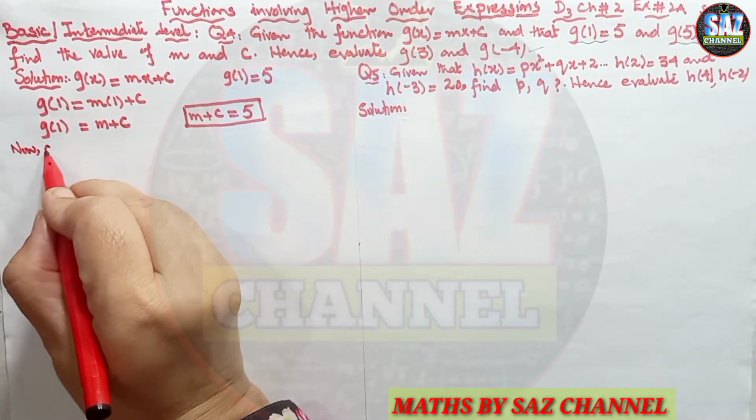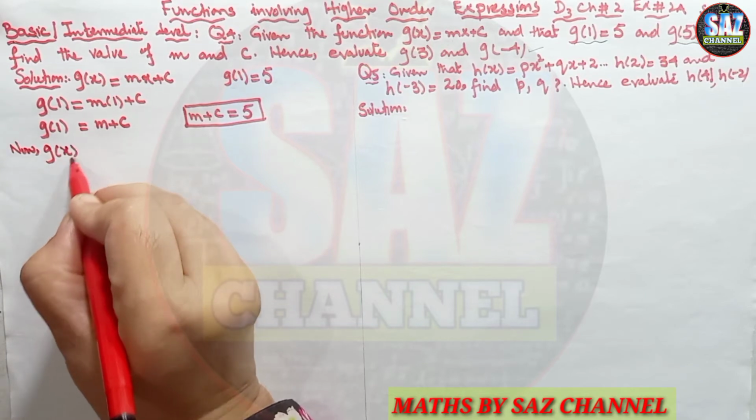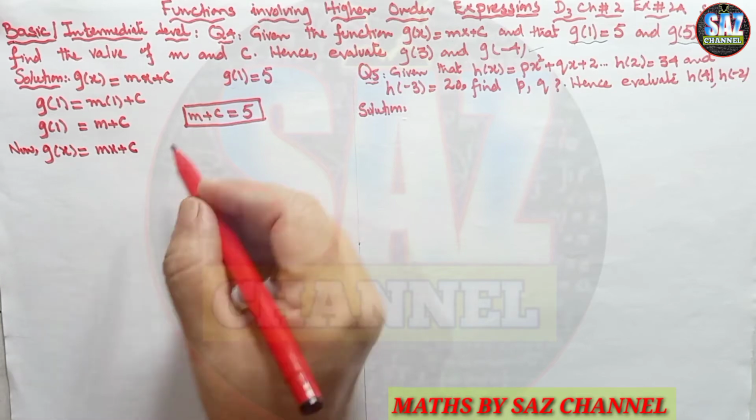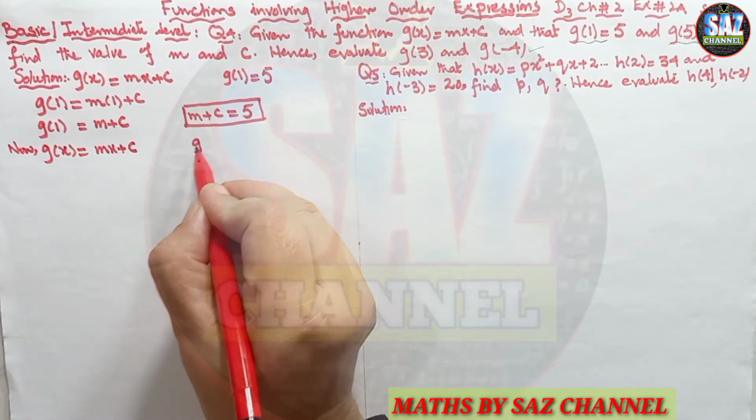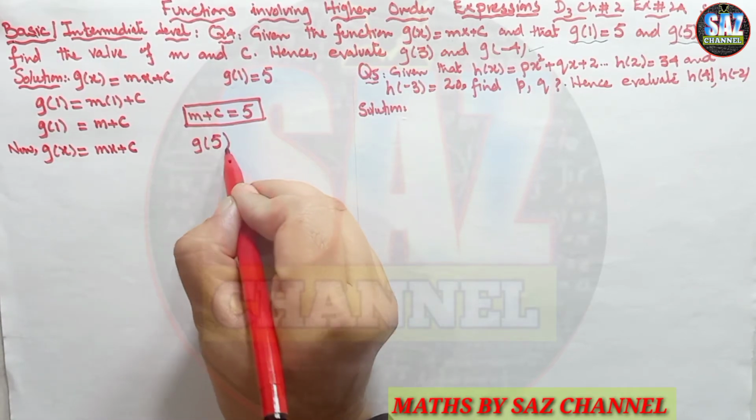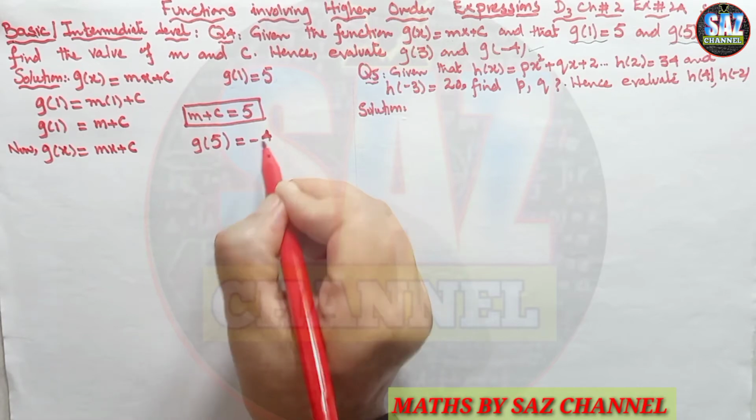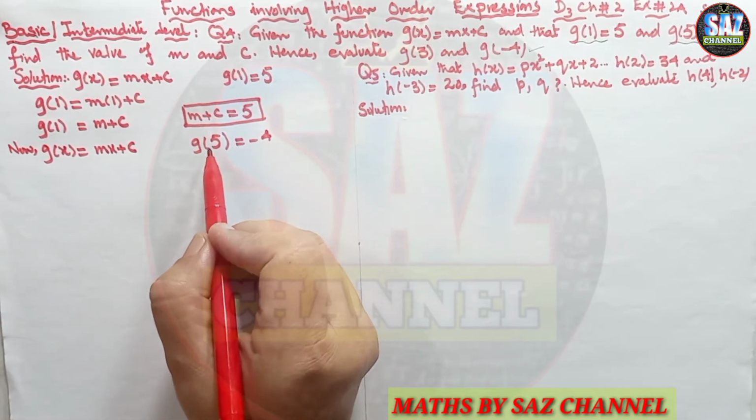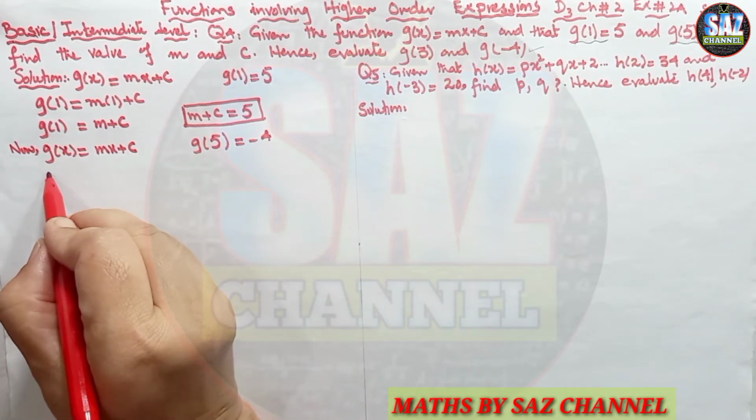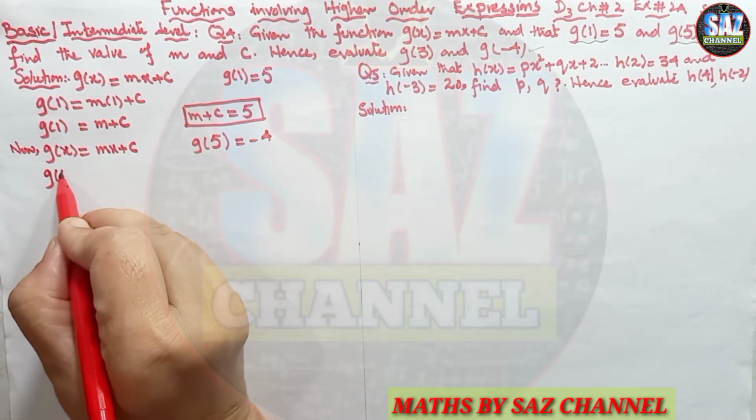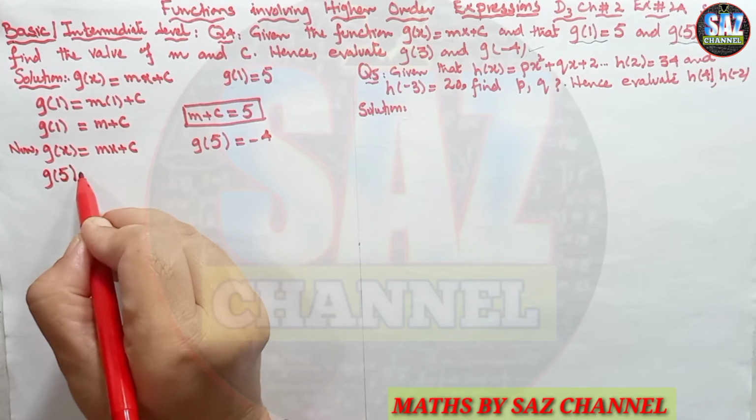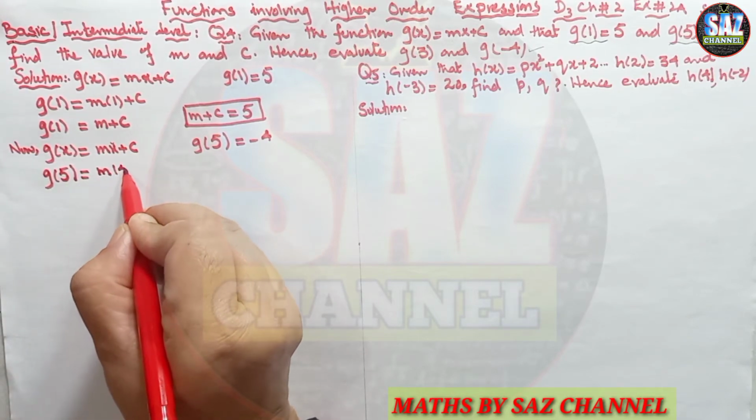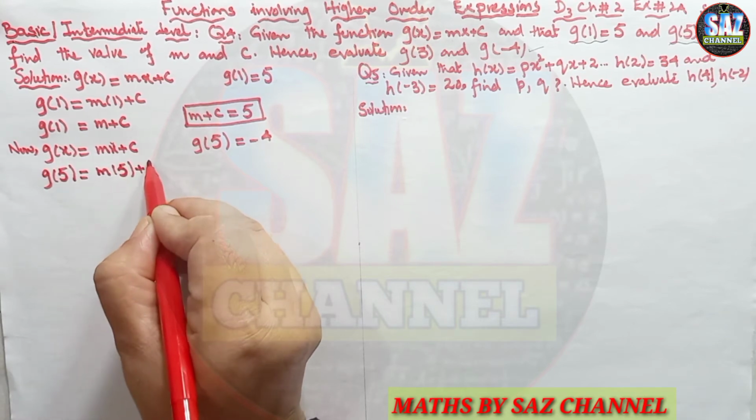Okay, and now the second condition is, again, I have to take the function g of x. g of x equals mx plus c. And now the second condition is g of 5 equals minus 4. That means that instead of the variable, I have to replace 5. So my function will take the form g of 5. This is the input. Instead of x, replace 5. m into 5 plus c.